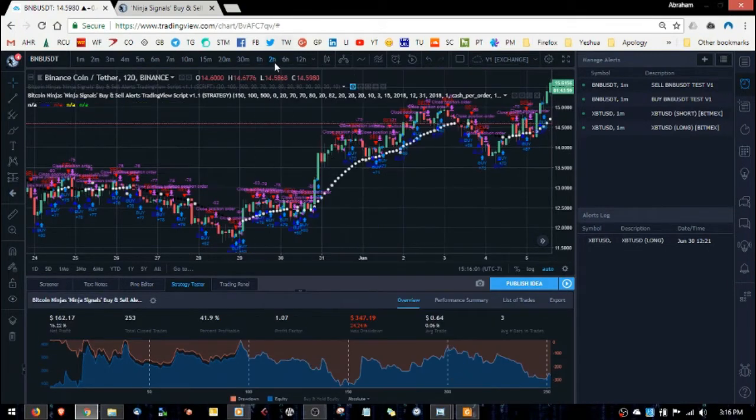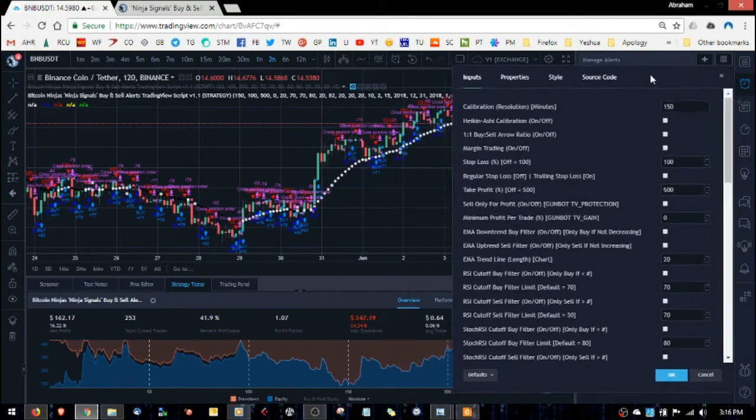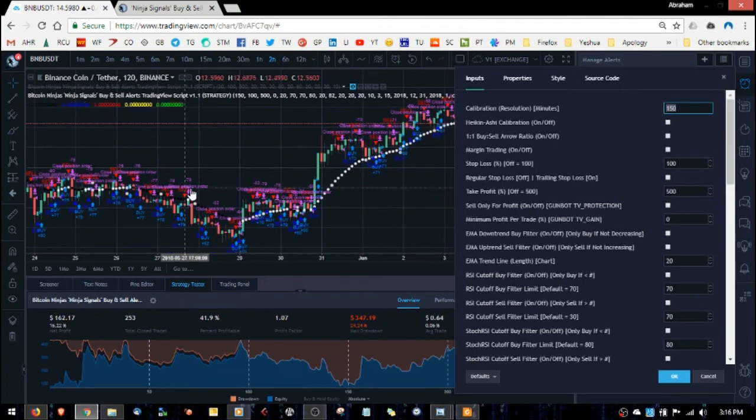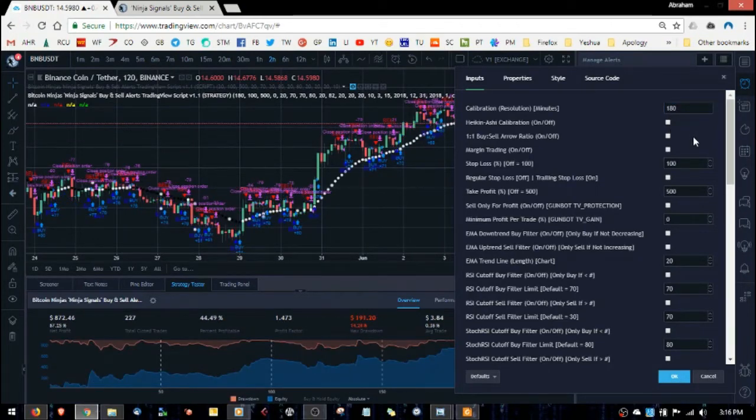And of course, since I jumped up the candle size to 2 hours, but I'm still using a calibration number of only 150, I'm going to need to increase that to really improve the results I'm seeing on the screen here. So let's try a setting of, how about 1 minute? We're at 2-hour candles.